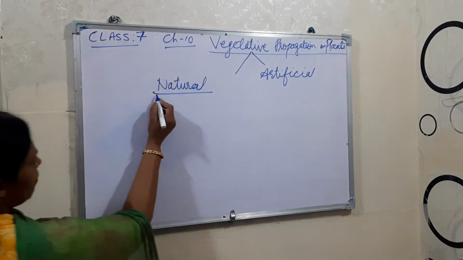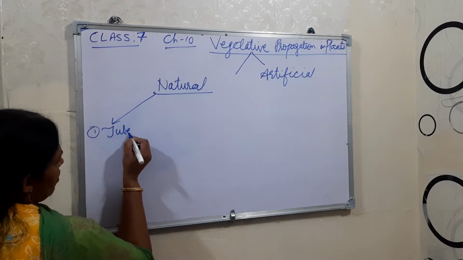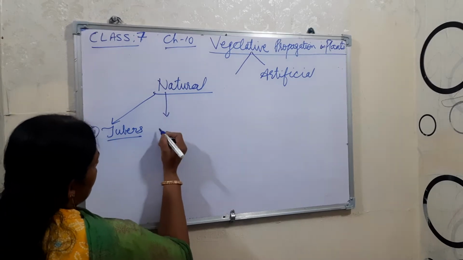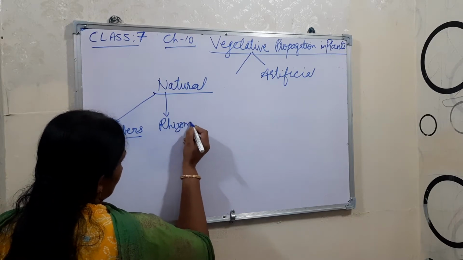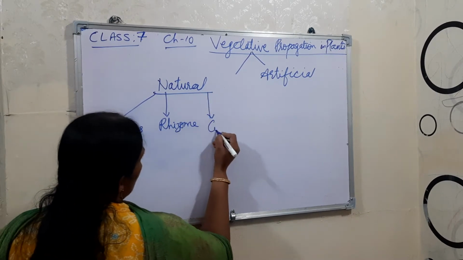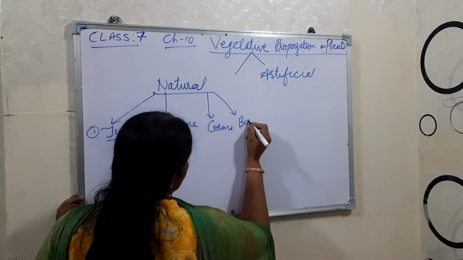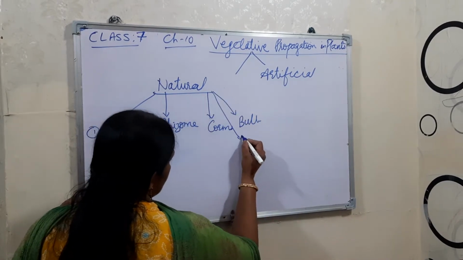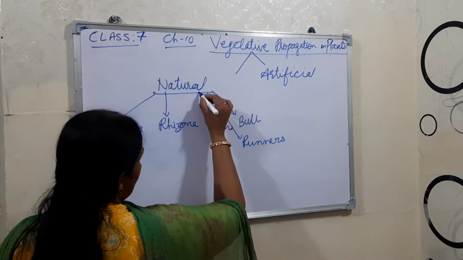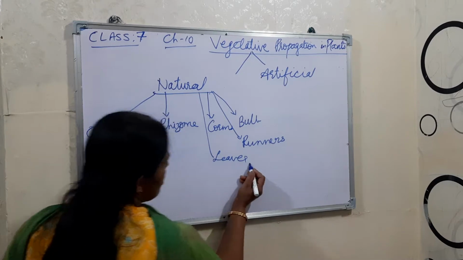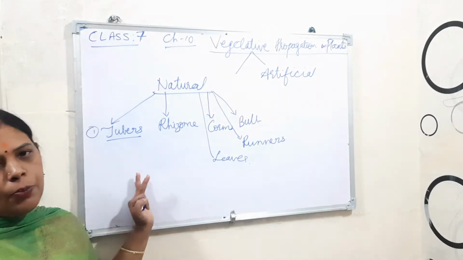So how does it occur naturally? Mainly in natural propagation, the first one is tubers. Then rhizome, then corms, then bulb, then what else, runners, and then the leaves. It is in these ways that natural vegetative propagation occurs.